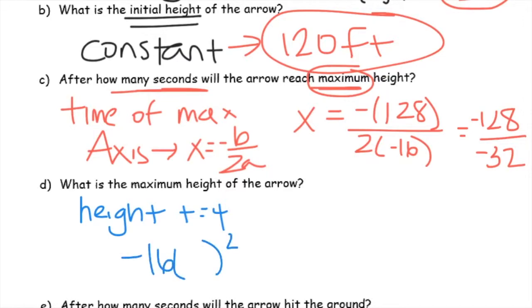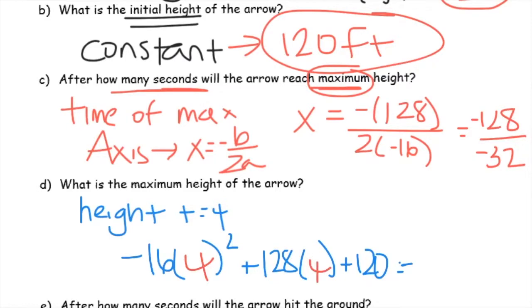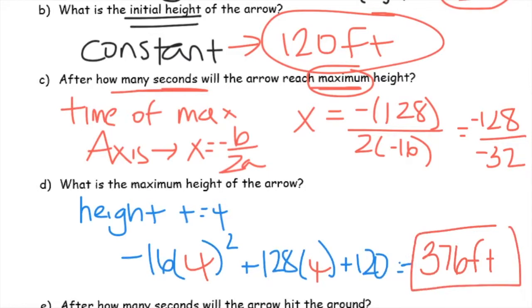Wherever you see t, you're going to plug in a 4. So I have my 4 going here, 4 going there. You put this in your calc, and I get 376 feet. This is my maximum height, and 4 seconds is the time of the maximum height. So first you need to find the time of the max height before you can find the max height.